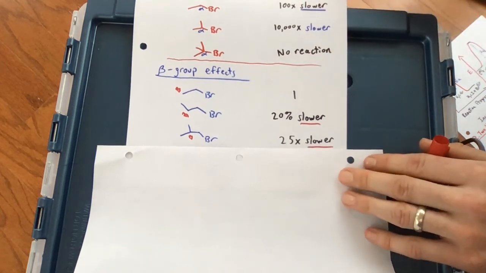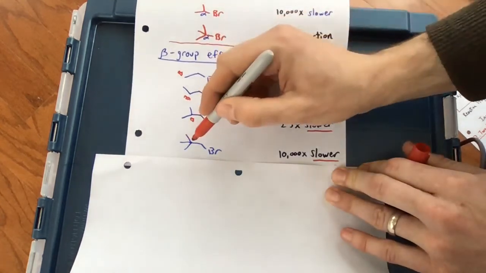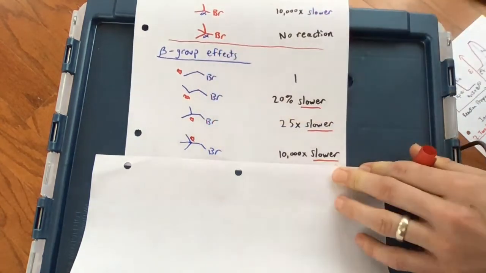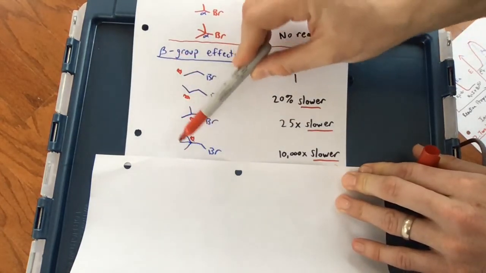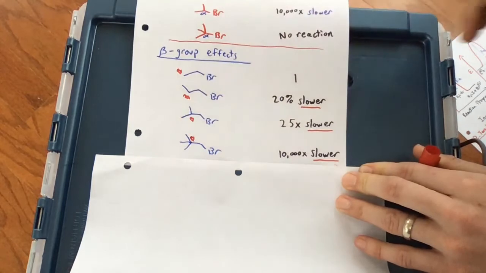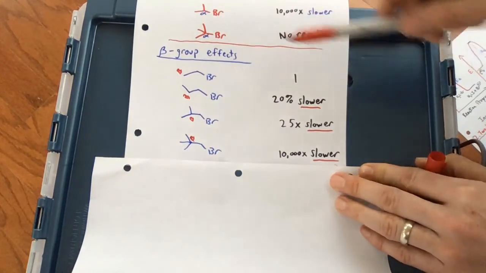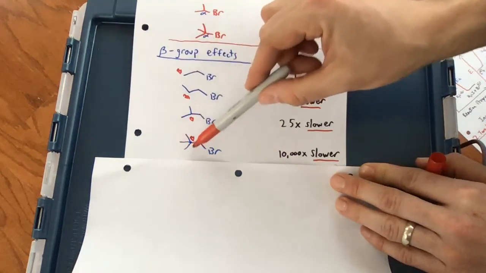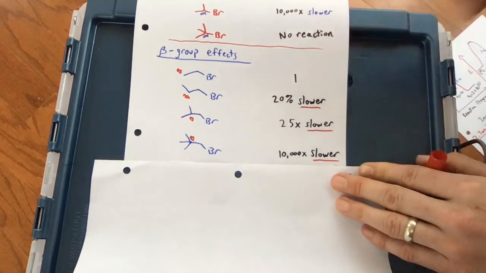And to finish it off and make the tert-butyl group on the end here. So again, this is our beta carbon. If we add on all three CH3 groups to that beta position, now we have a very substantial slowdown because of the steric bulk of this group here. And that's 10,000 times slower than the original reaction.